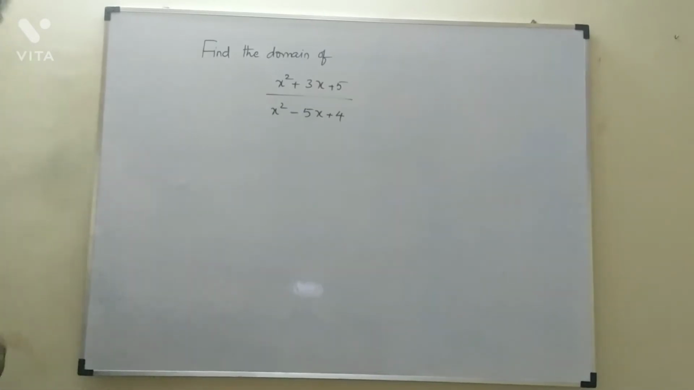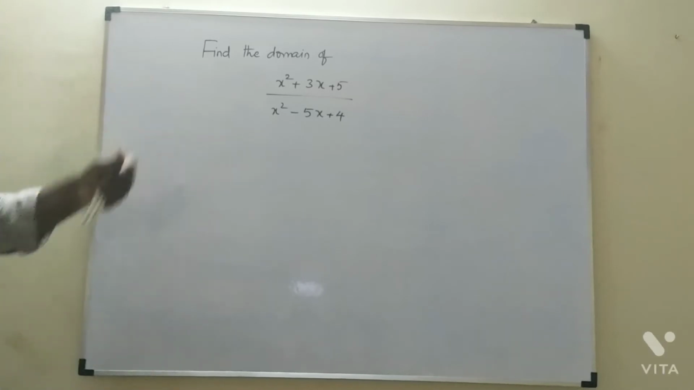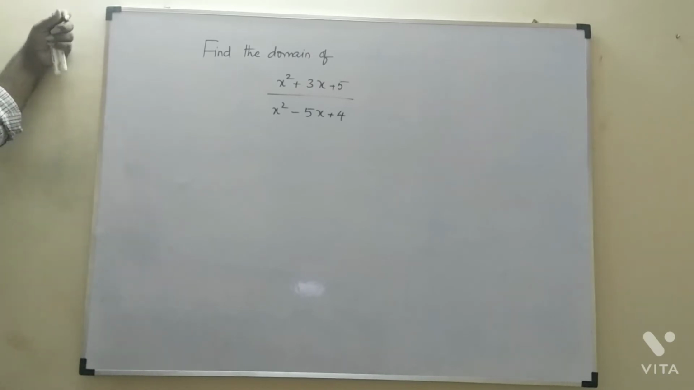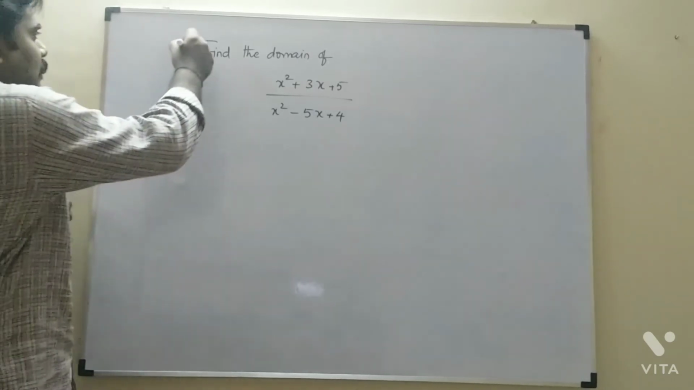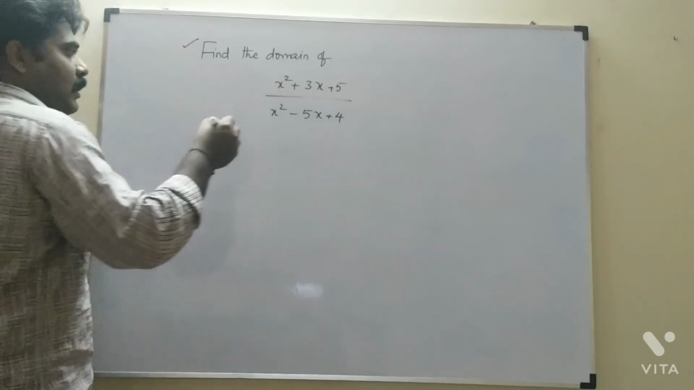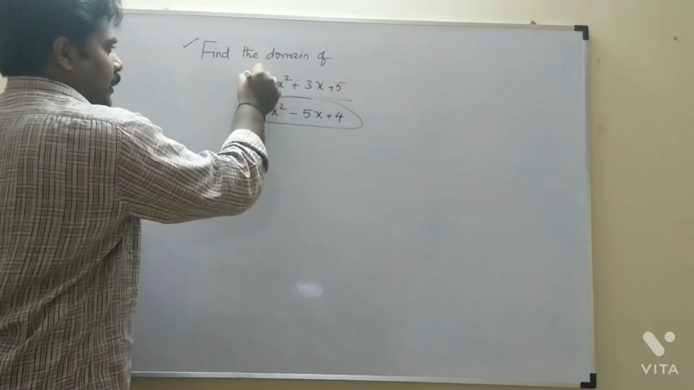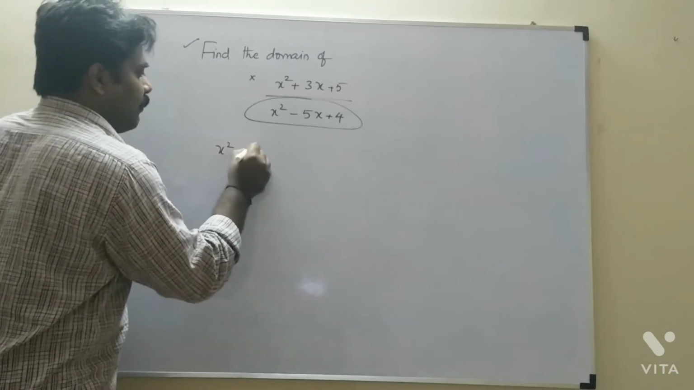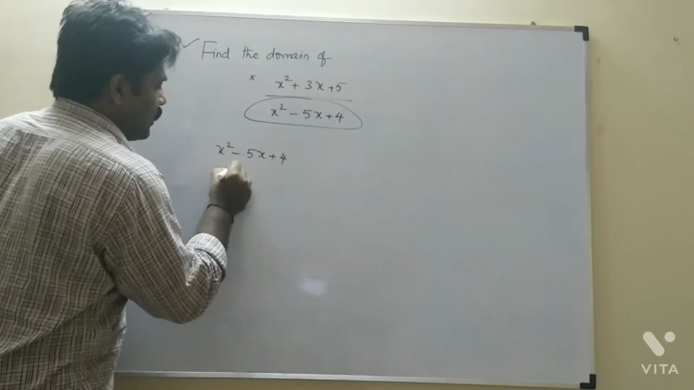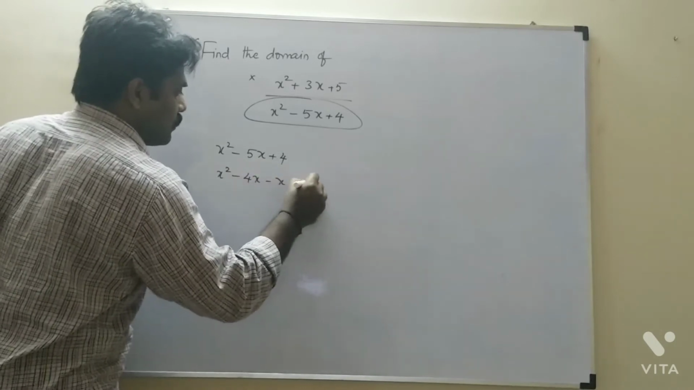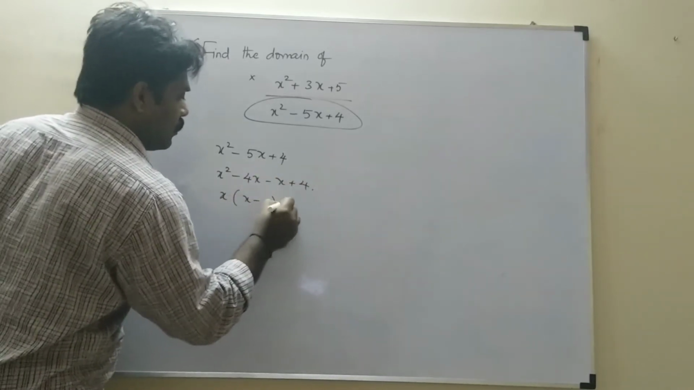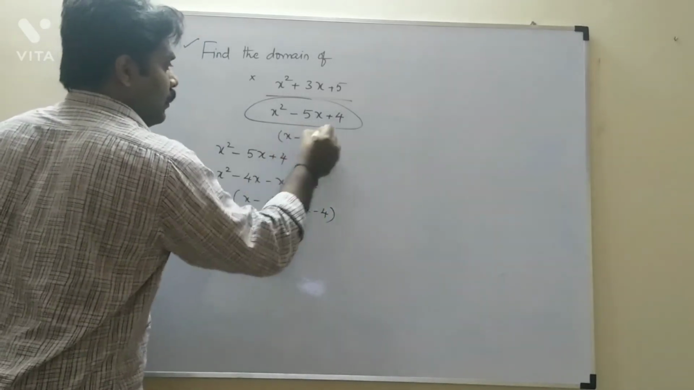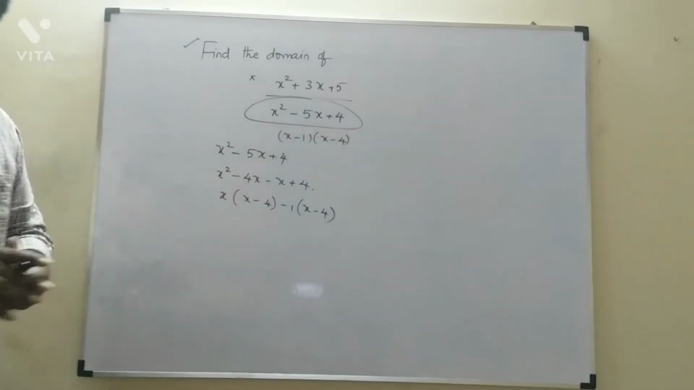Right, this is one question where they are asking us to find the domain of a polynomial function. You can also call it a rational function. So when they ask us to find the domain, we will be concentrating on the denominator. Let us forget about the numerator and focus on the denominator. So the denominator, if I factorize, would be x square minus 4x minus x plus 4. That is nothing but x into x minus 4 minus 1 into x minus 4. So this will be x minus 1 into x minus 4.